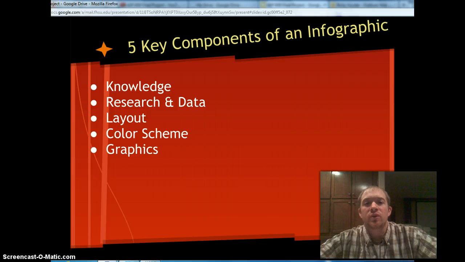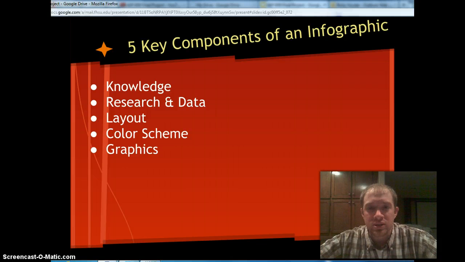Now, when you're creating an infographic, it's very important to make sure that you get these 5 key components. An infographic is designed to get the reader's attention so that they do not have to read pages and pages of information, and can get the main points from reading a short little summary. The first thing you've got to have is your knowledge, your research and data. You have to lay it out where it's pleasing to the eye. If it's all jumbled up and hard to read, people aren't going to read it.